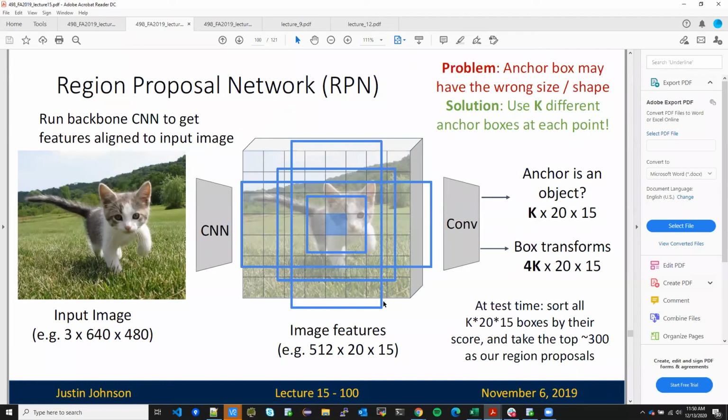I think you still have to pick some fixed anchor box sizes. Right. Yeah. So let me see.